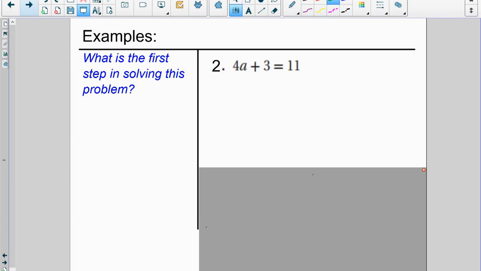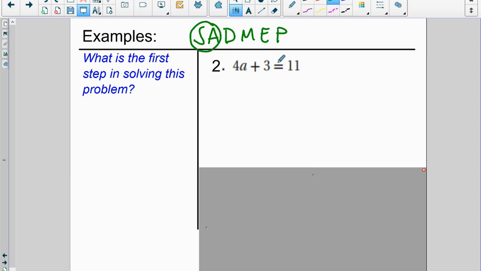In our second problem today, 4a plus 3 equals 11, I see that there are two operations. There's the multiplication between 4 and a. Remember, that's 4 times a. And there's also the addition, the plus 3. So think about following the reverse order of operations, which we can remember using SADMAP to help us with the order of how to solve.